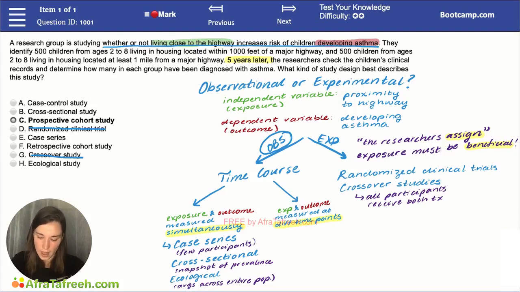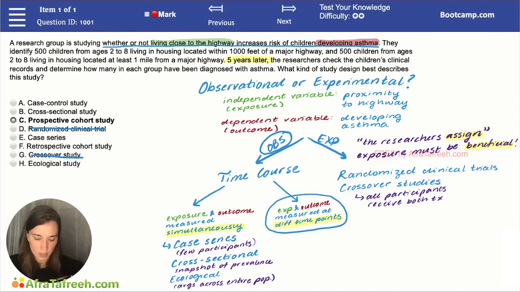So based on that, we know that we're going to fall into a longitudinal observational study, and we can cross off case series, cross-sectional study, and ecological study off of our answer choice list. So now we're left with case control study, prospective cohort study, and retrospective cohort study, which are all longitudinal observational studies. So now we want to figure out if this is a case control study or a cohort study, and we can do that by looking at how the participants are recruited into the study.